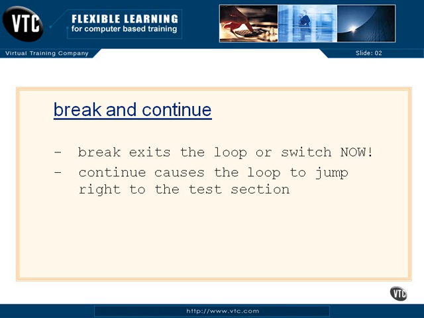In a for loop, a continue causes execution to stop what it's doing and jump to the adjustment, the rightmost part of the for loop after the second semicolon, so that the adjustment is made, then the test is made, and we decide whether to go on into the top of the for loop again.